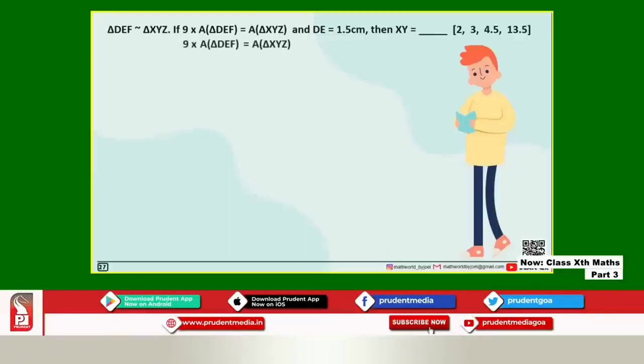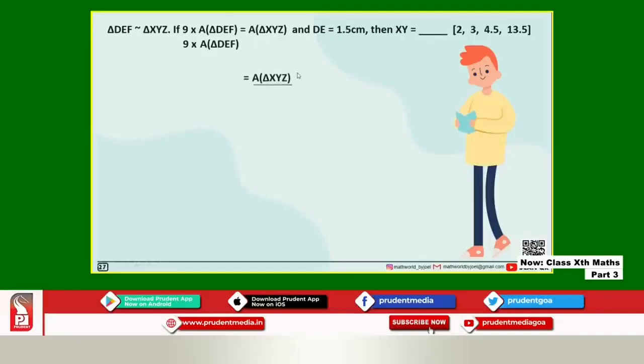Okay, this is a different one here. DEF is similar to XYZ. If 9 times the area of triangle DEF is equal to the area of XYZ, and D is 1.5, then XY is dash. Here there's no ratio given, but you can derive the ratio from this statement. So I've written that entire step again for you. So what we are going to do is this.